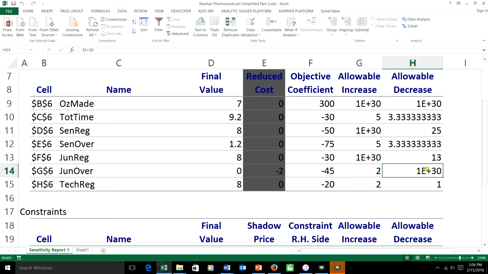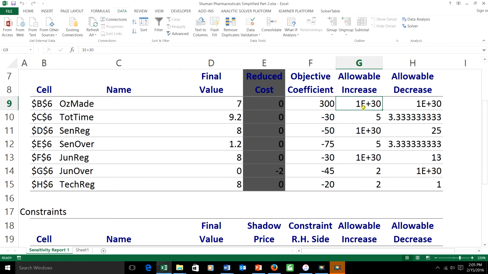For a max, increase means as big as possible, decrease means as small as possible. For a min, it's exactly the opposite way. So this is a max problem. Let's interpret them here. We have plus infinities here and here, for example, and here, which suggests that those variables could not possibly be made any bigger than they currently are.